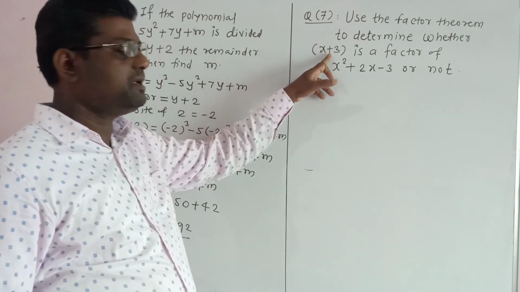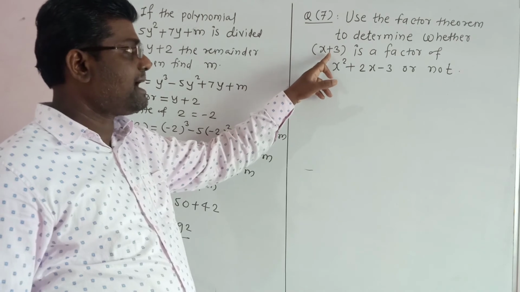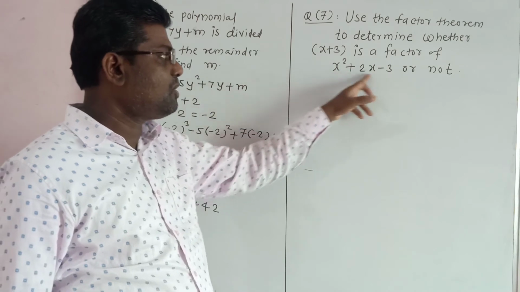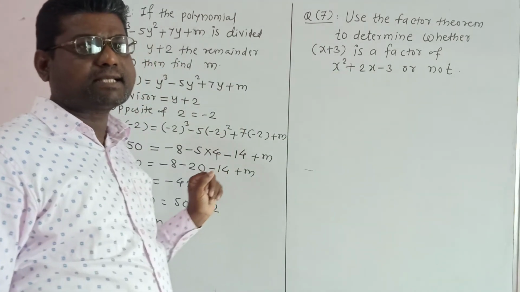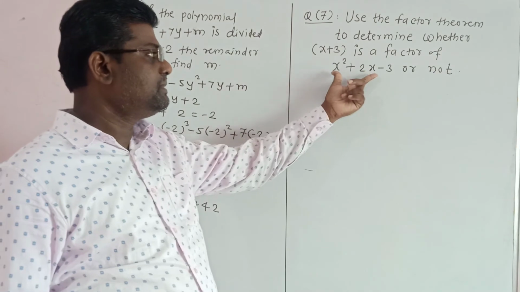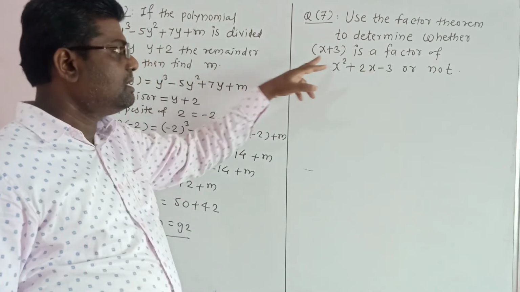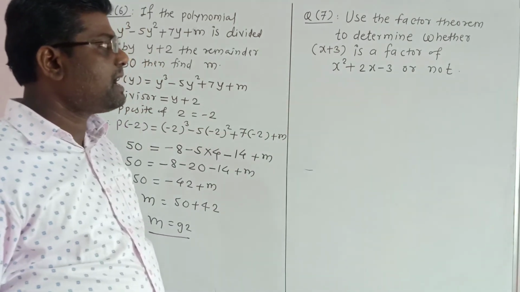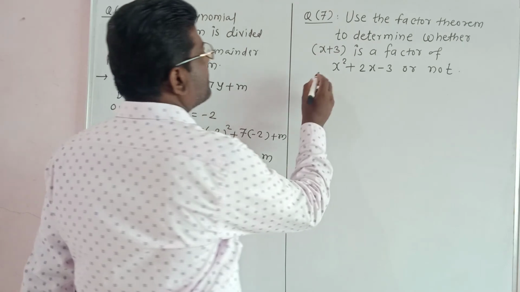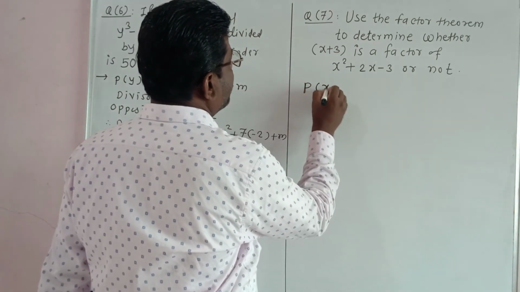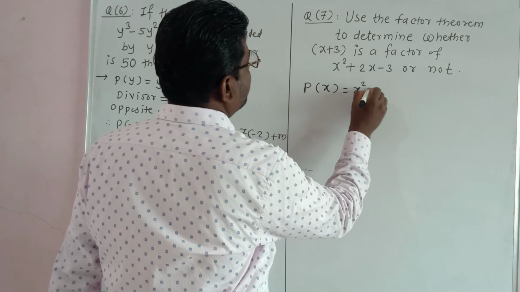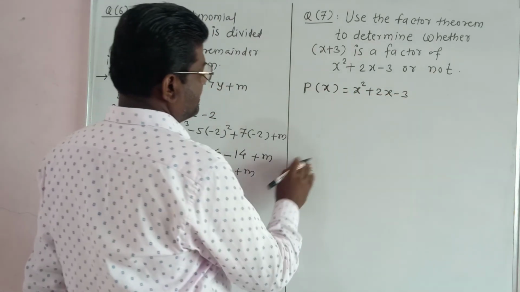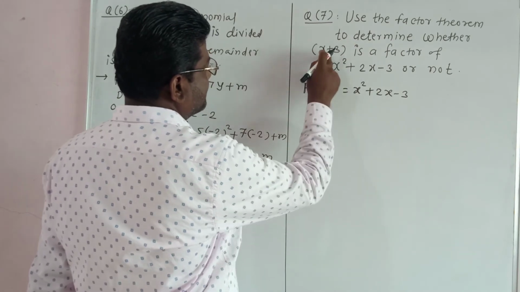Here the real number is +3, and we take the opposite of +3 as -3, and we find the value of this polynomial at x equals -3. If this value is equal to 0, then x + 3 is a factor of this polynomial by the factor theorem. So at first we write p(x) = x² + 2x - 3. Then the factor is x + 3.